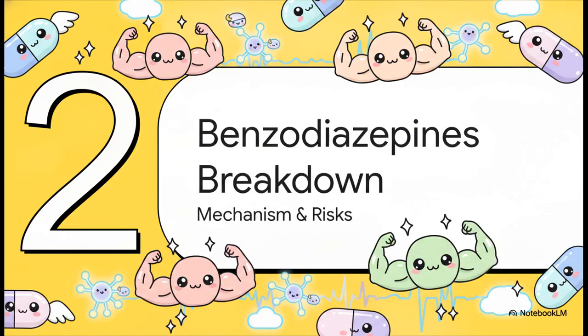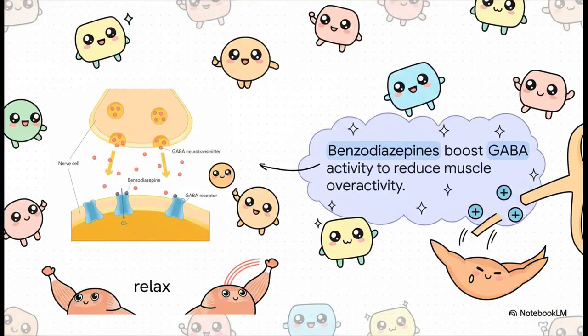Moving on to Section 2, the benzodiazepine breakdown. So what happens when a benzodiazepine enters the system? It acts as a direct-acting receptor agonist. It arrives at the receptor and totally boosts the activity of GABA, which is our brain's main inhibitory neurotransmitter. This boost causes a rush of chloride ions into the neurons, effectively depressing the central nervous system and directly calming down that muscle stiffness and those unwanted movements.